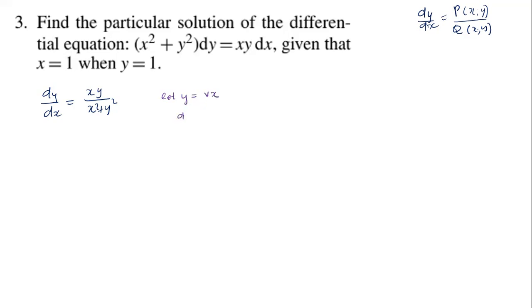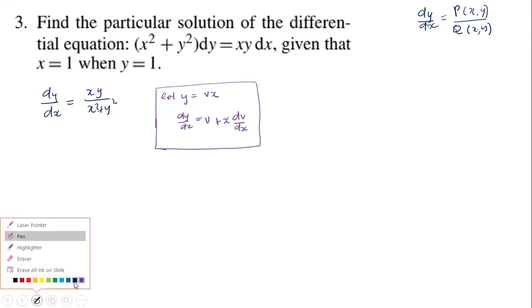Differentiate this. We're going to have dy with respect to x, dy over dx. Product rule, we keep v the same. Derive x, it's going to be 1. And then this side, we keep x the same. We're going to have dv over dx. So we let this when we use the homogeneous method, and therefore this will be it.